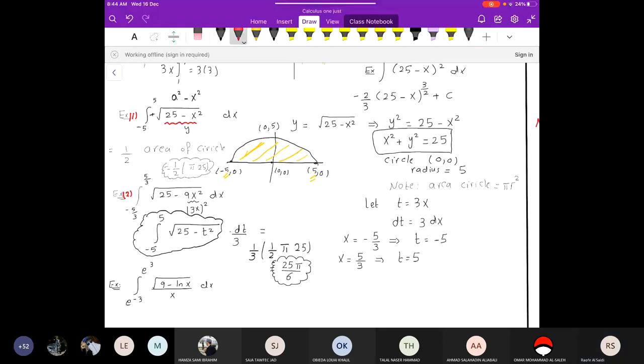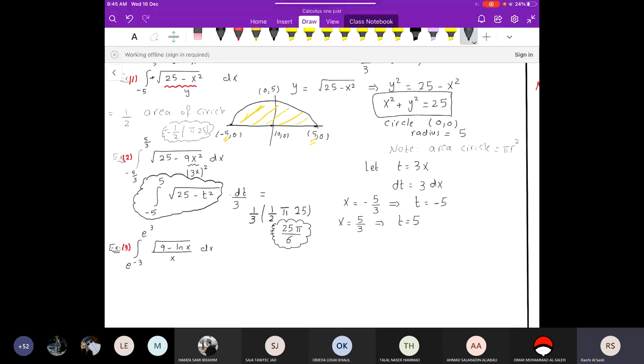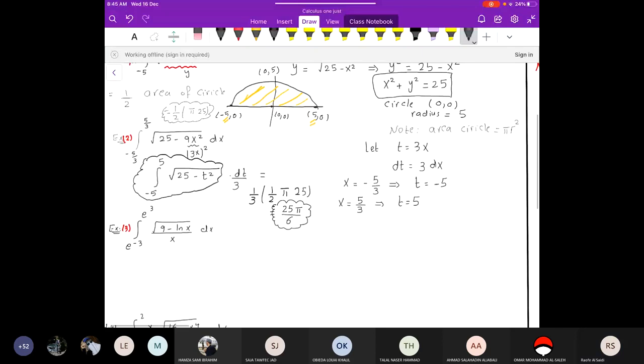Now you have 2 minutes to think about question number 3: the integral dx, the square root of 9 minus ln x, over x. What do you think? Let t equal ln x, yes. dt equals 1 over x dx.